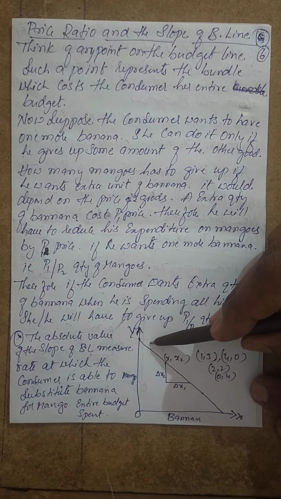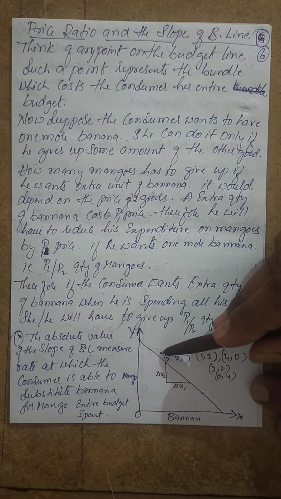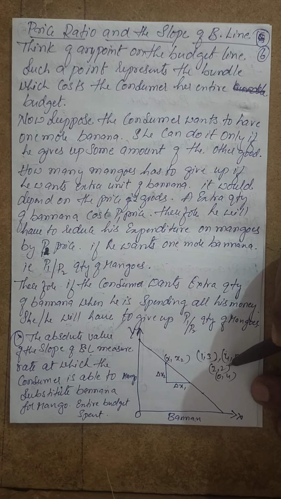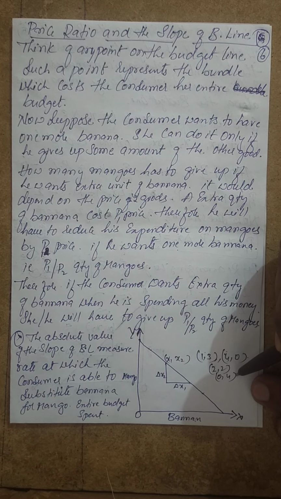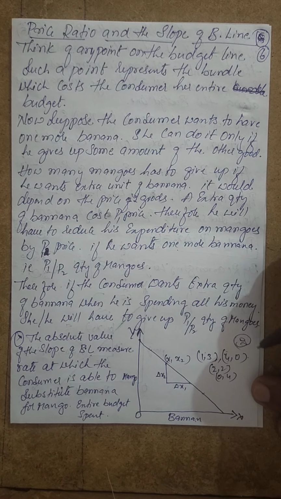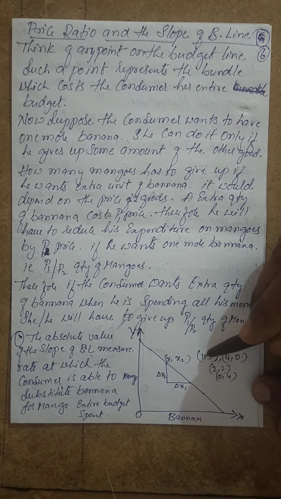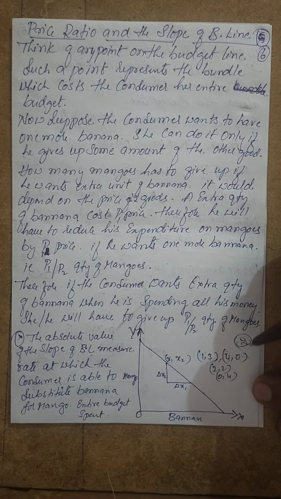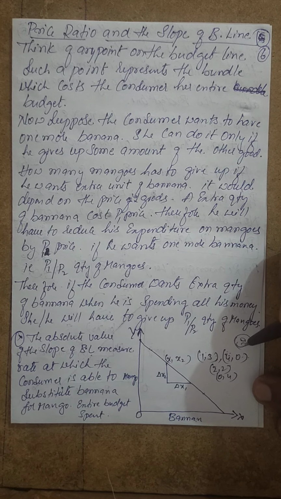See, the 1, 3 combination, 4, 0 combination might be, 2, 0 might be, 0, 4. That means the entire amount, which is 20 rupees of the income, is spent on two goods, isn't it? This is good 1 and this is good 2. So the entire amount is spent on the consumption of two goods, which can be seen on the budget line.